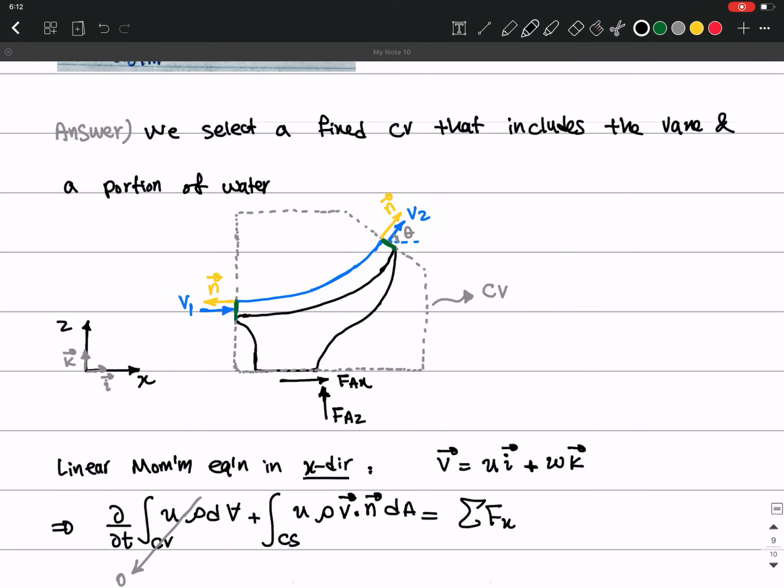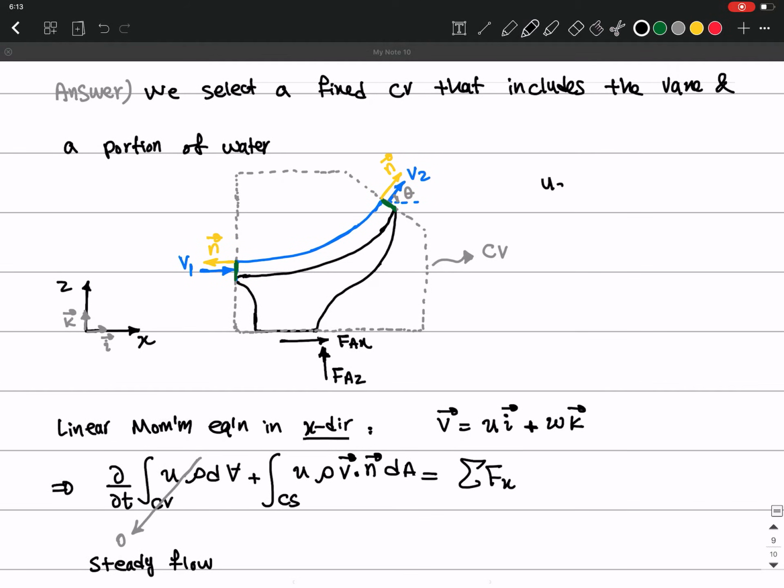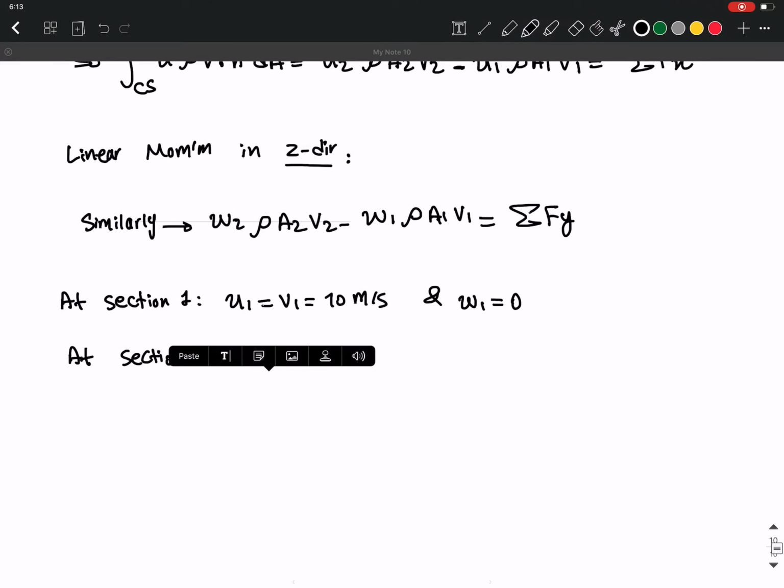At section 2, now we have to find U2 and W2 based on V2, right? So you can simply say that U2 at section 2 should be V2 times cosine theta, right? And W2 should be V2 times sine theta, right? So this is something we can simply say.